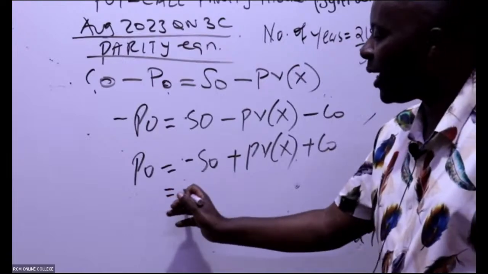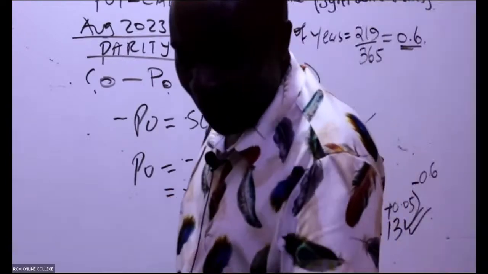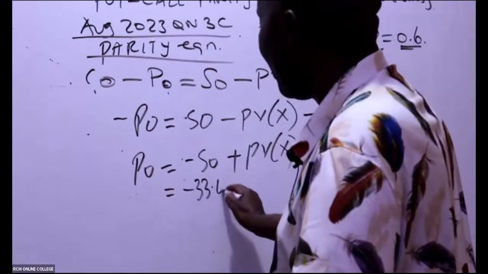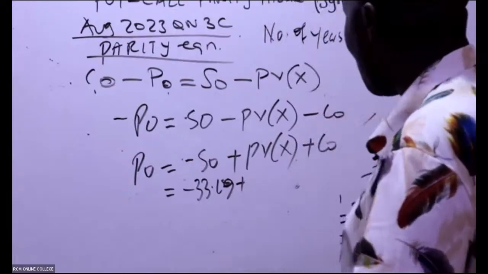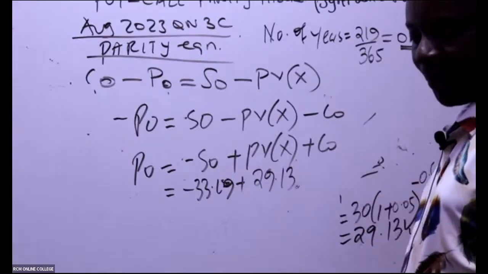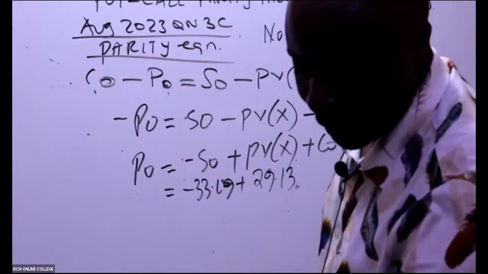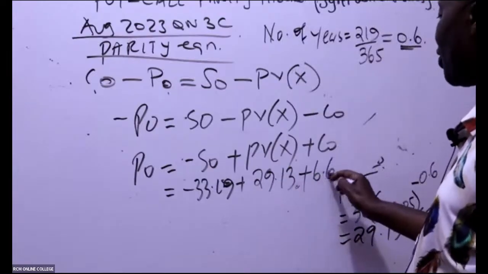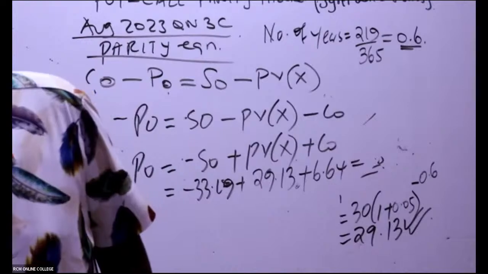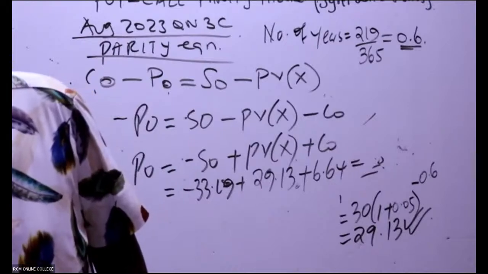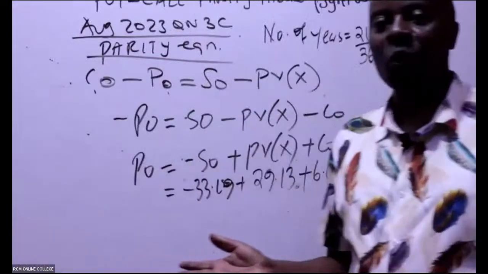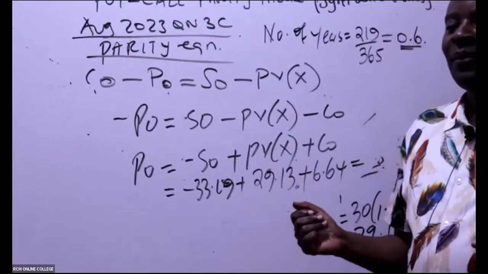Because our SO is given here as 33.19, plus present value of our exercise price, which is 29.13, plus our CO, given here as 6.64. So are you able to give us this synthetic PO? Will it be the same?